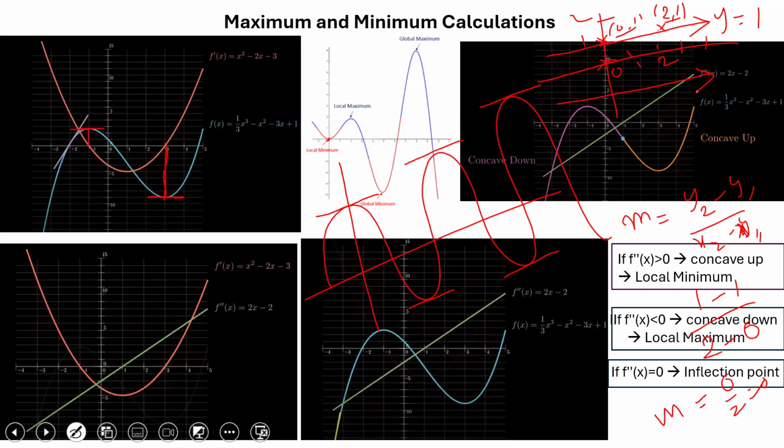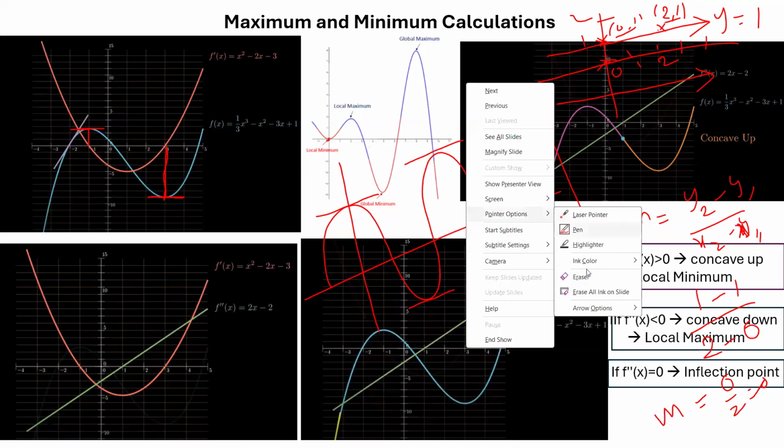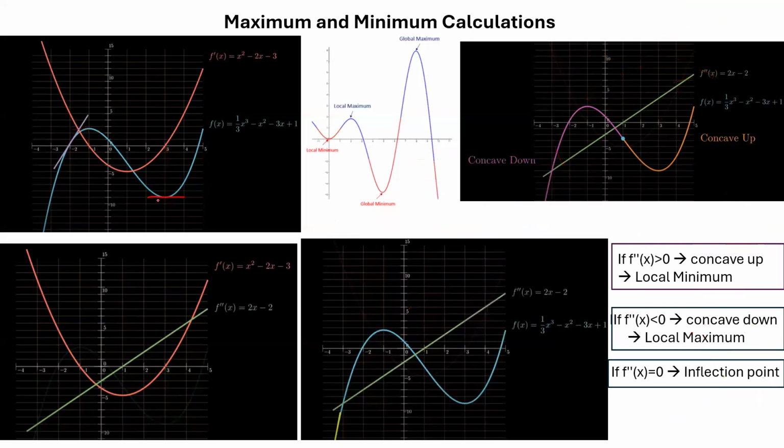Is that right? So now the slope at this particular point is 0. The slope at this particular point is 0. Okay, so this is 0 and this is 0. So even if you take any critical point, the slope at that particular point will always be equal to 0.